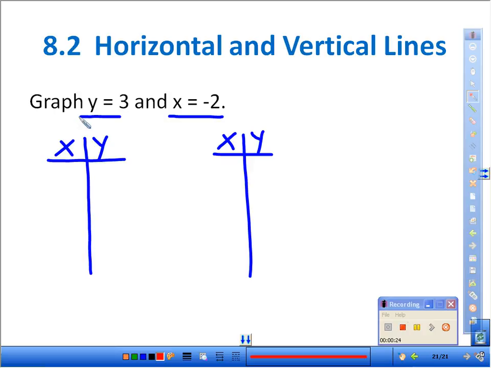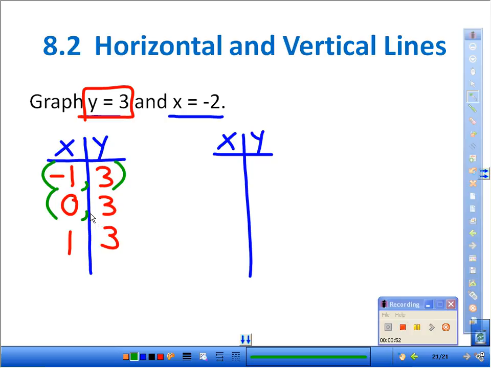This first problem, y equals 3. That means that all of our y values are always going to be 3. We can choose whatever x values we want, but I would like you to choose -1, 0, and 1. Notice we didn't have to calculate anything to come up with those values. We just filled them in. In a minute, we're going to graph this, remembering that these are our ordered pairs, (-1, 3), (0, 3), and (1, 3).